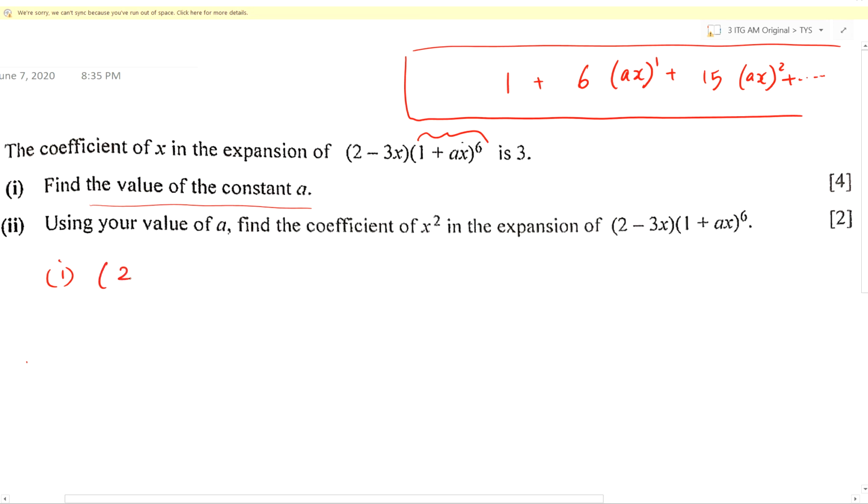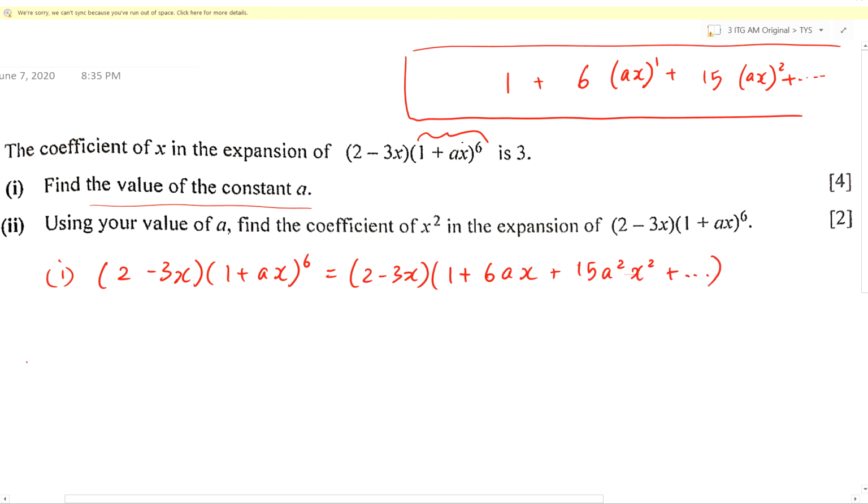In the expansion, 2 minus 3x, 1 plus ax power 6, we'll rewrite this to become 1 plus 6ax plus 15a square x square plus dot dot dot. Sometimes I'm not sure how many terms I should expand. Sometimes I get confused whether I should expand just the first 4 terms, or expand all. It depends on the nature of the question. In this case, they are asking for the constant a.